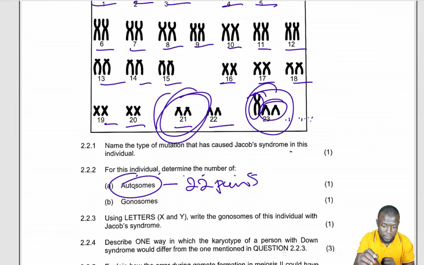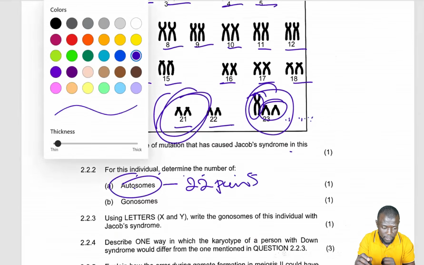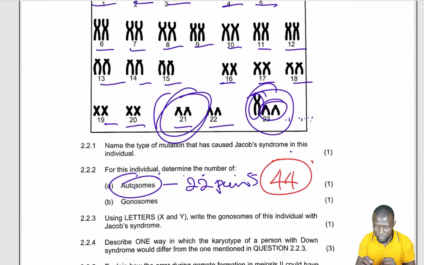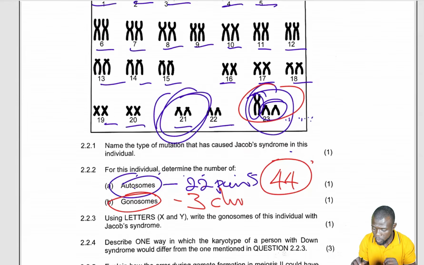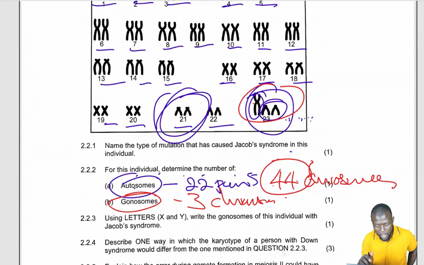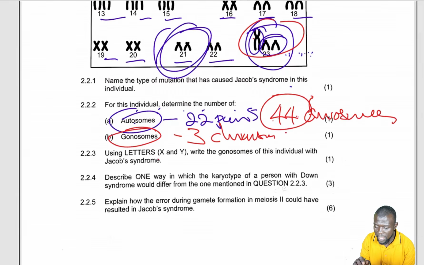Or I can say they are 44. Then the gonosomes, we see there are three chromosomes. I can't say 3 pairs because they are just 3: 1, 2, 3. So these are 44 chromosomes, not pairs. Yes, 22 pairs of chromosomes or 44 chromosomes. Use letters X and Y. Write the gonosomes of this individual with Jacob's syndrome.